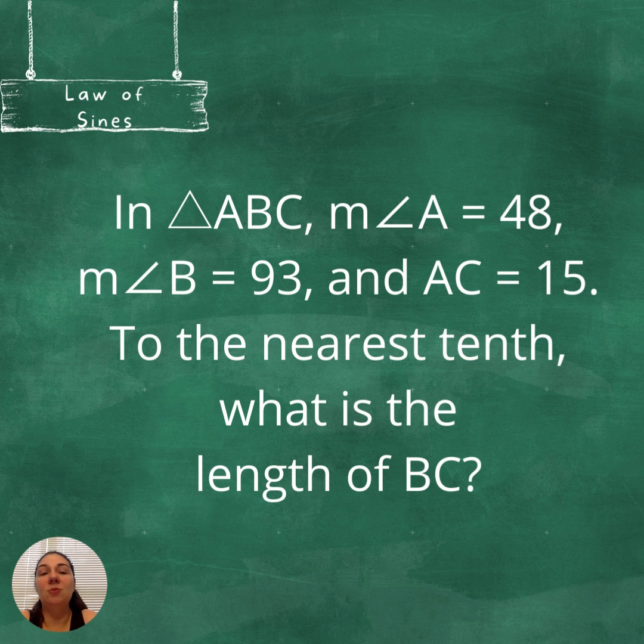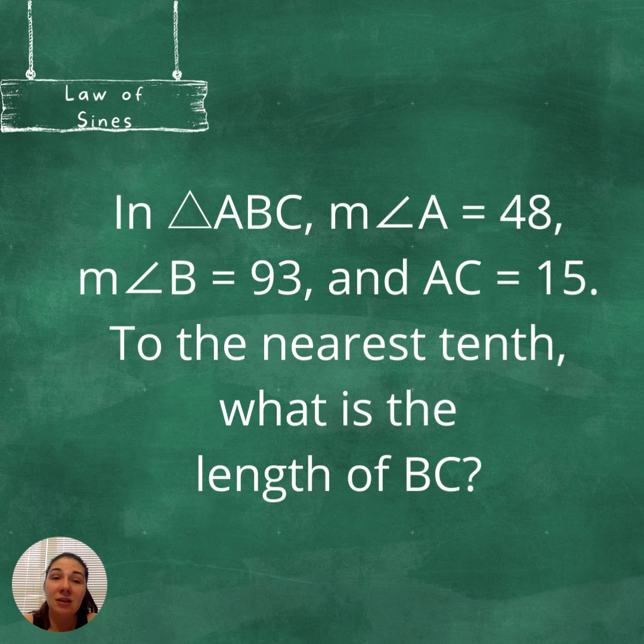So this problem says in triangle ABC, the measure of angle A is 48, the measure of angle B is 93, and AC has a length of 15. To the nearest tenth, which is one decimal, what is the length of BC? Okay, so that's a lot of words. I always say draw out the picture first.